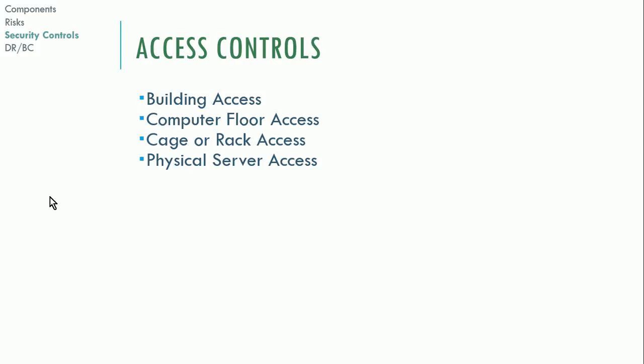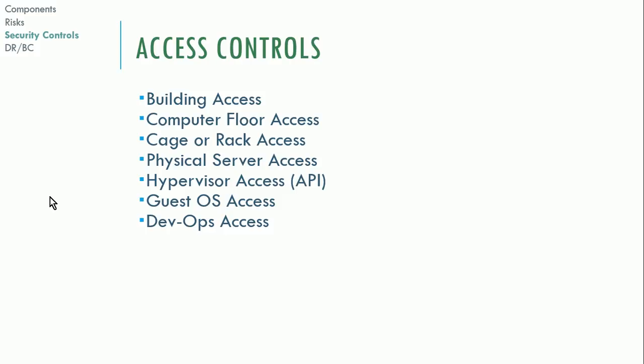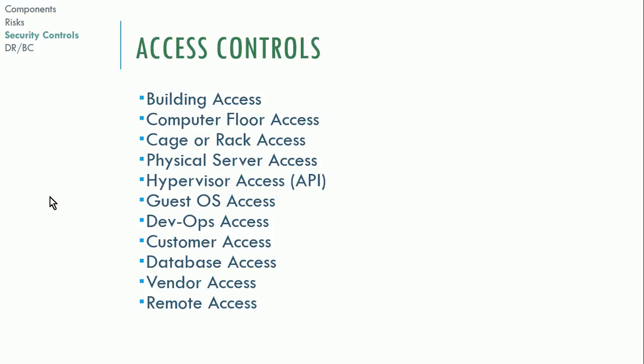What we do have with cloud service providers, where our access control begins, is with the hypervisor. So we have access to some API or to some management plane to begin accessing our machines, and then access to our guest operating systems. We might have to give DevOps access to systems. Customers might need access, database access. Vendors might have to have access, remote control or remote access for employees and vendors and things like that. And then application and software access to data.